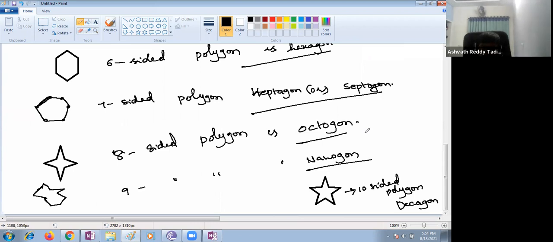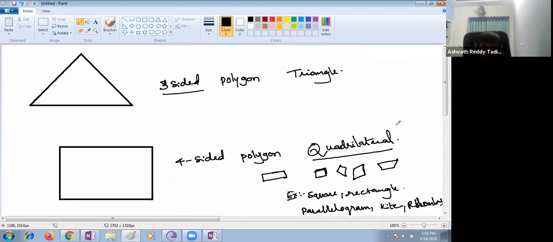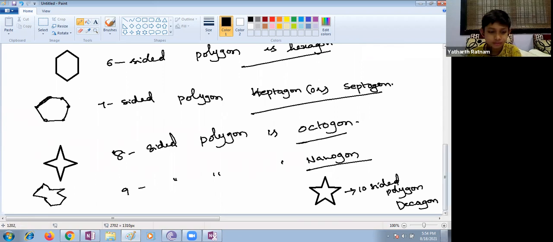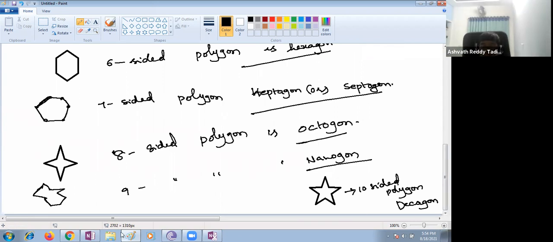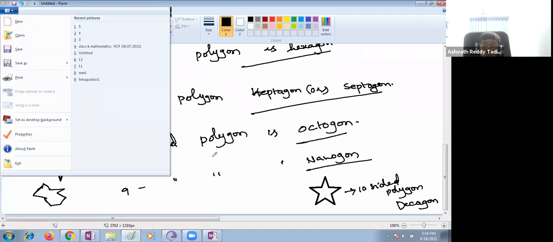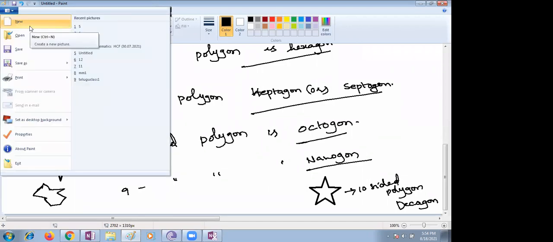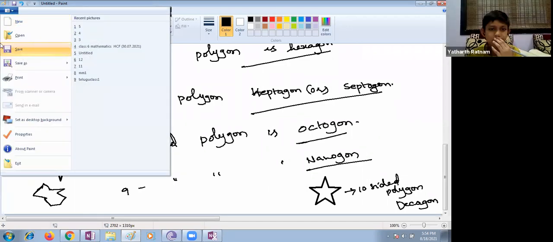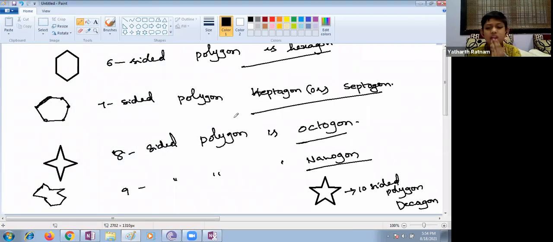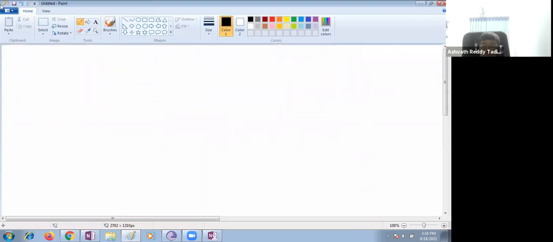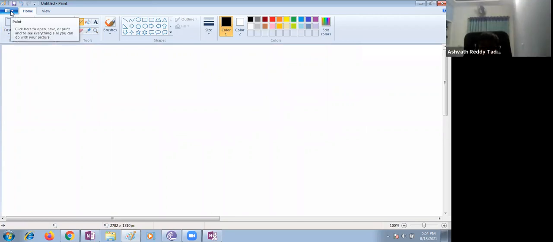Ma'am, for polygons, can we write a note that the number of sides of a polygon will depend on the size of the shape, ma'am? Number of sides, Nana, not size. Yes, ma'am. Shape doesn't matter, ma'am. Ma'am, the number of sides will depend on the size of it, right, ma'am?